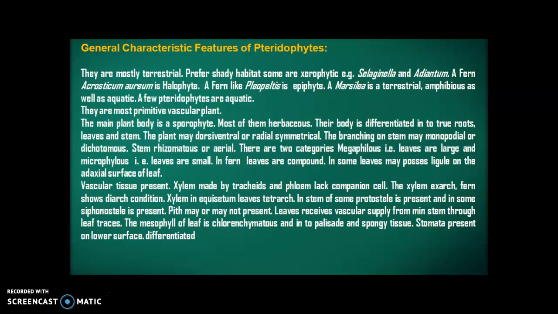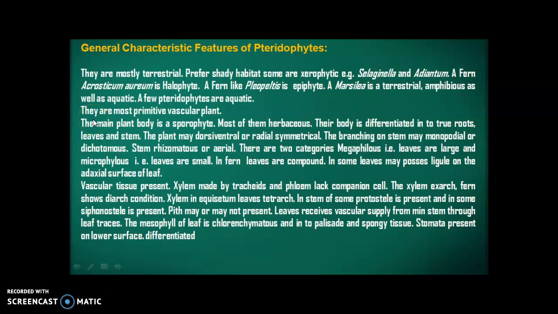The pteridophytes are mostly terrestrial, growing on land. They prefer shady habitat. Some of them are xerophytic, for example Selaginella and Adiantum. Fern like Acrostichum aureum is a halophyte and Pleopeltis is an epiphyte. Marsilea is terrestrial, amphibious as well as aquatic. Few of the pteridophytes are also aquatic, for example Salvinia.